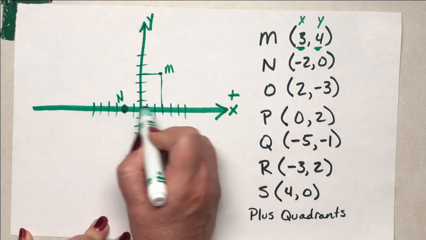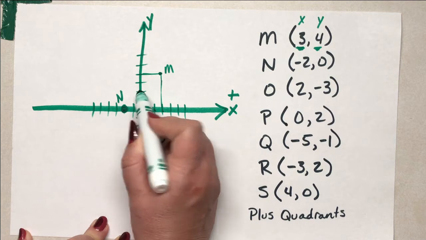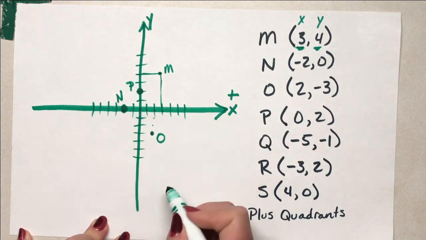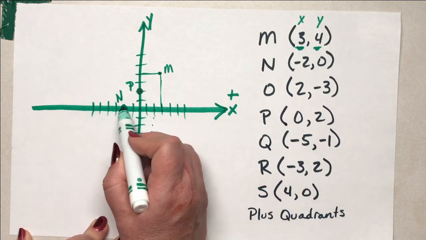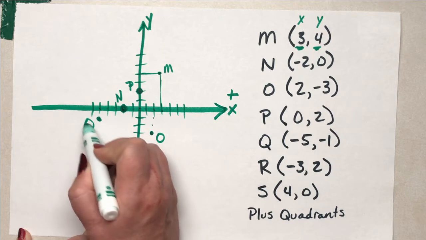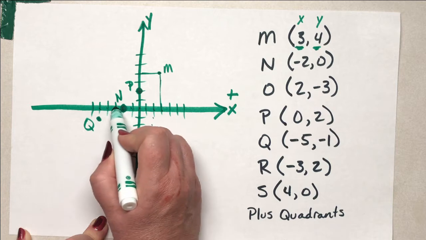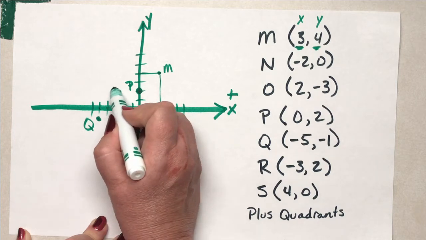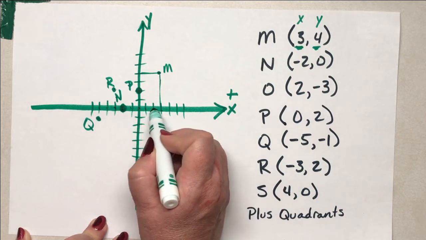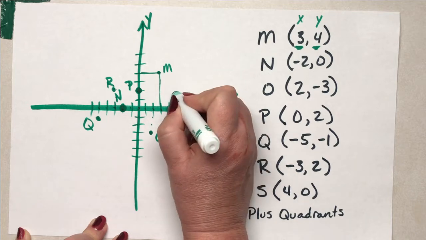Point P is at 0, so we're not going to go across at all. Positive 2, 1, 2. So P is found right there. Q is -5, -1. And Q is found here. R is -3, +2. R is there. S is 4, 0. So S is right here.